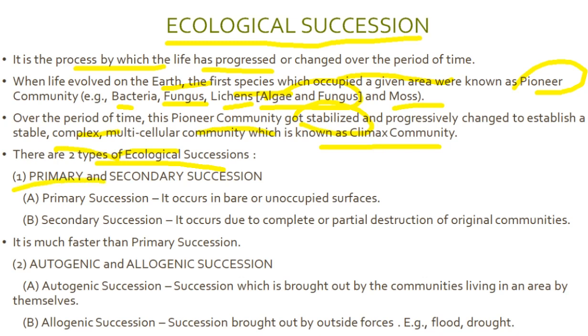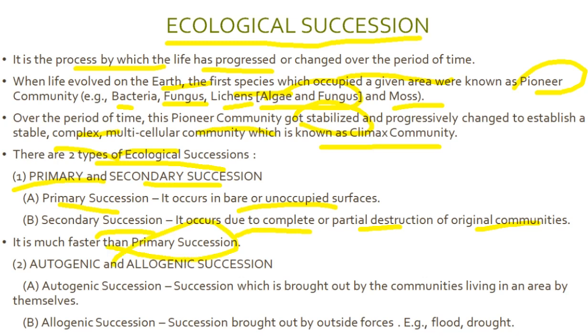There are two types of ecological successions. First, primary and secondary succession. The primary succession occurs in bare or unoccupied surfaces, and secondary succession occurs due to complete or partial destruction of original communities. It is much faster than primary succession.